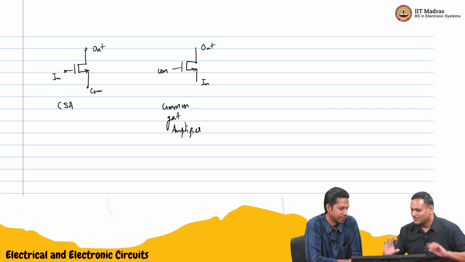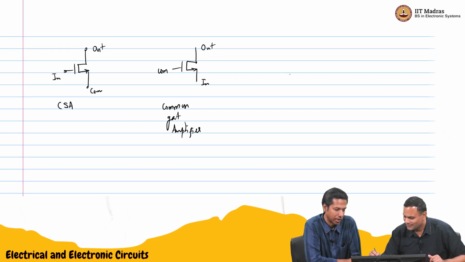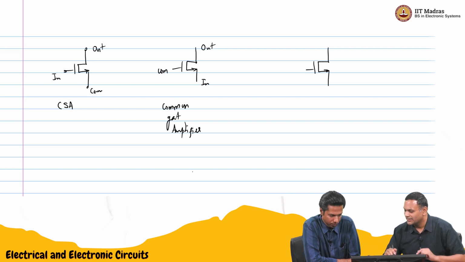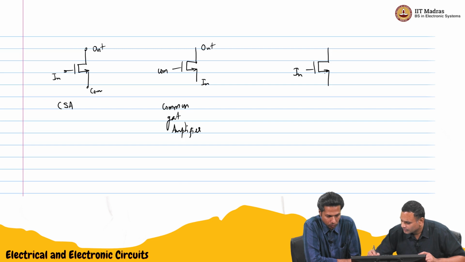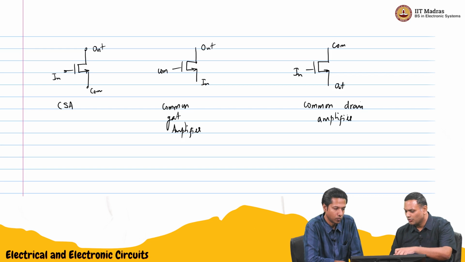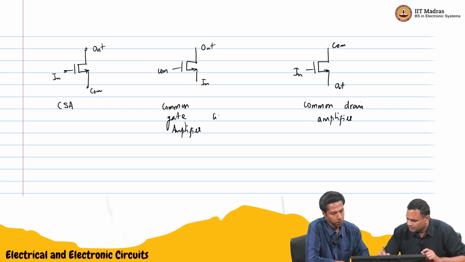And now we can also imagine the common drain amplifier corresponding to the common collector amplifier. So conceptually we'll draw it here, on the next page. This is your common terminal. This will become your common drain amplifier. So again, this is your common source amplifier, common gate amplifier, and your common drain amplifier.